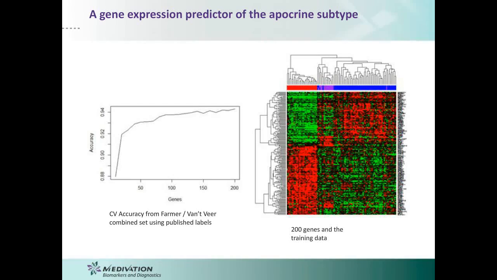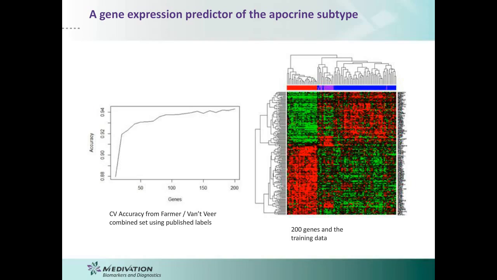So we wanted to develop a predictor of this particular phenotype, and using the Farmer data set, which is shown on the right, we tried to look for a set of genes that would be predictive of this apocrine subtype. In the heat map on the right, the basals are colored with red in the color bar at the top. Those that were apocrines from the paper were colored in purple, and those that were luminal are colored blue.